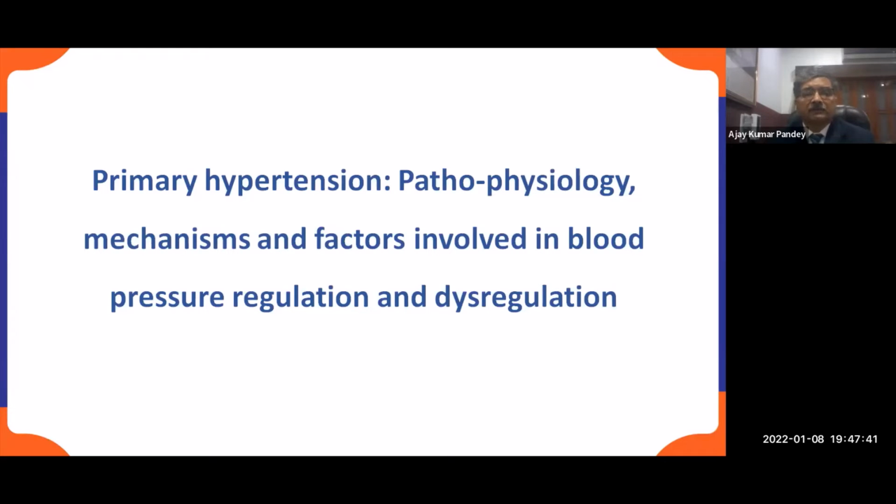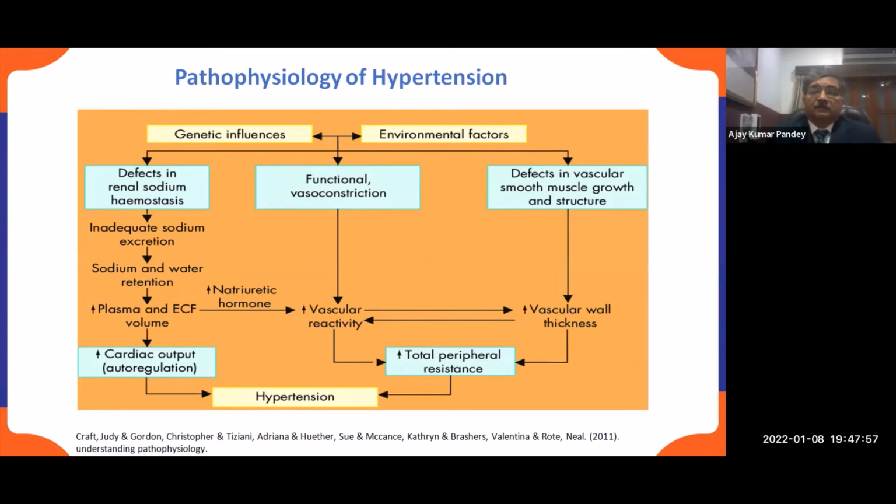We all know that 80% or so of the patients have essential hypertension, where there is no specific cause, or we call it primary hypertension, involving pathophysiological mechanisms and factors in blood pressure regulation and dysregulation. This is a busy slide, but you can get some clue that there are genetic influences and environmental factors. What are they? Defects in renal sodium homeostasis, functional vasoconstriction, defects in vascular smooth muscle growth and structure, and these all lead to increased vascular reactivity.